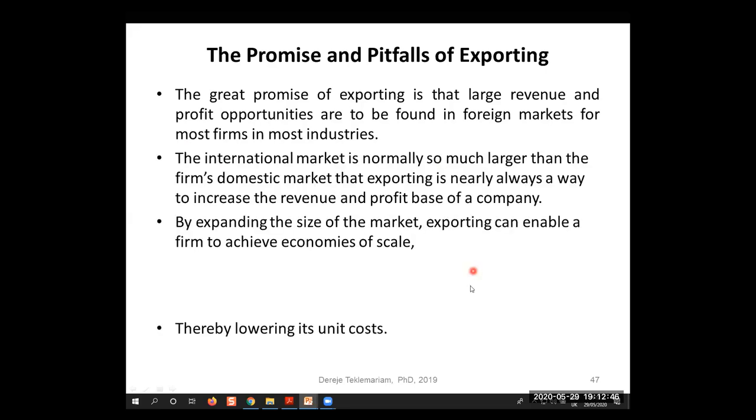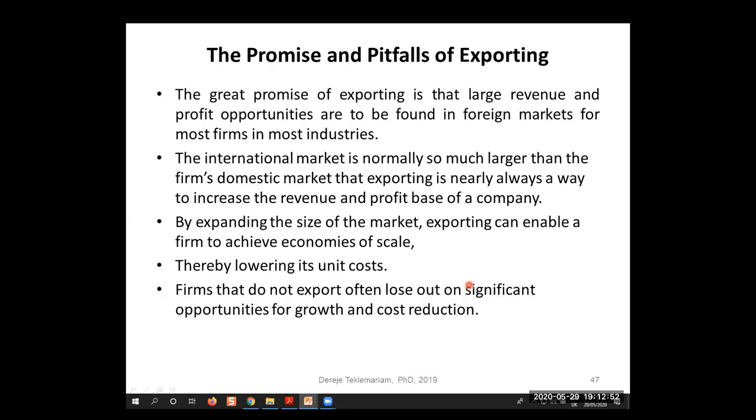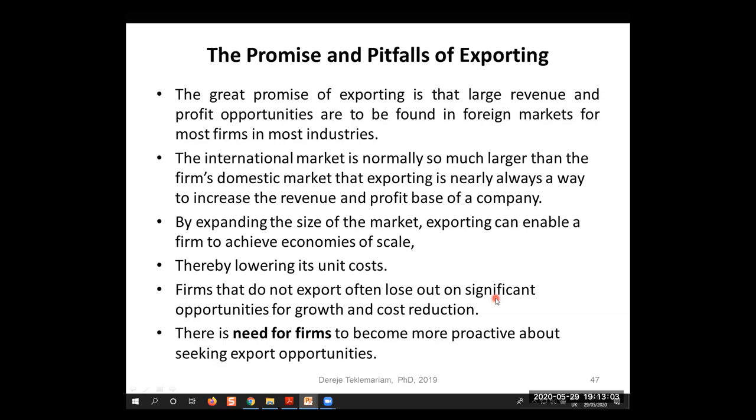Expanding market size means we will be in a position to produce in mass. Producing in mass also helps lower unit costs, because unit cost is fixed cost plus variable cost divided by the total units. If we produce much, the fixed cost is distributed over a larger number of units produced. If a fixed amount is divided by a larger number, it will definitely be lower. So a lower unit cost will be achieved.